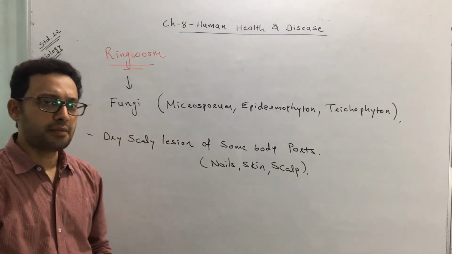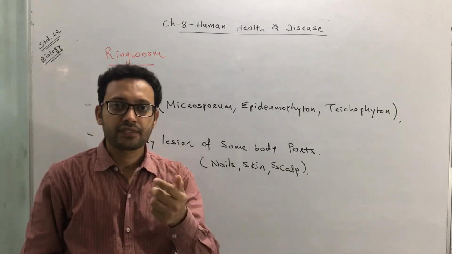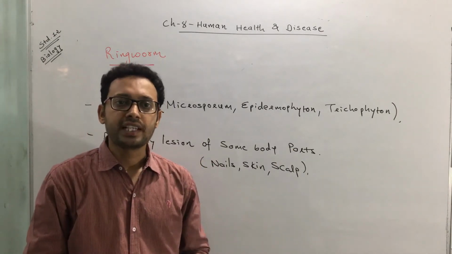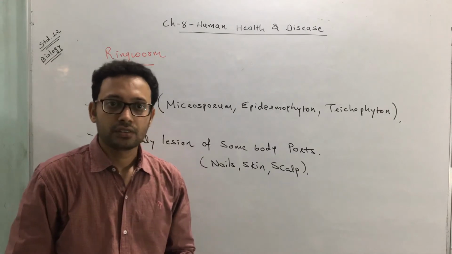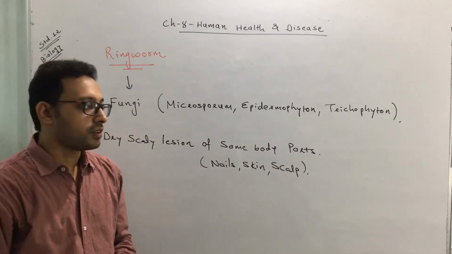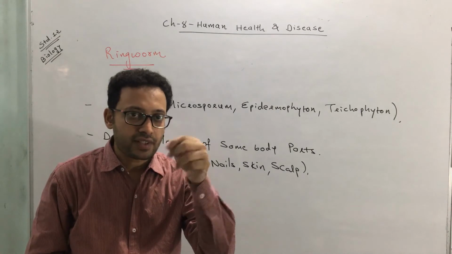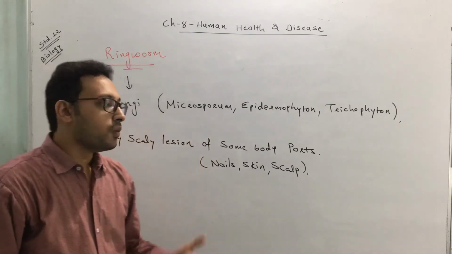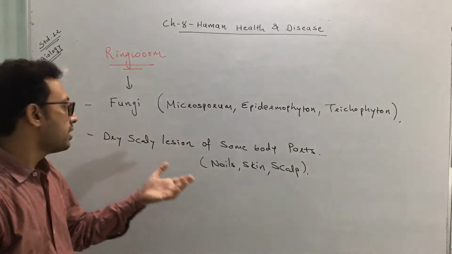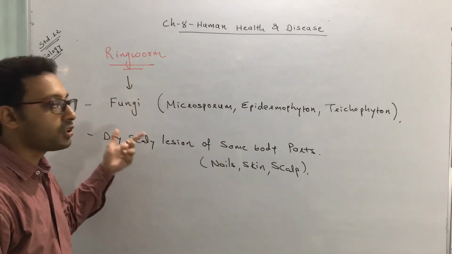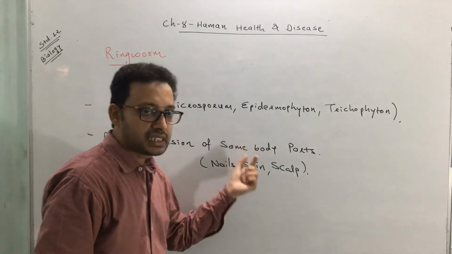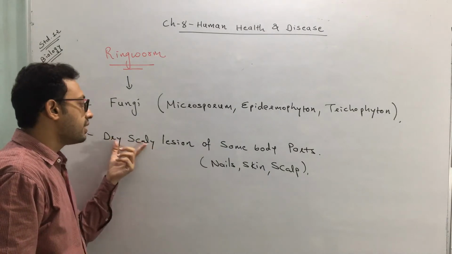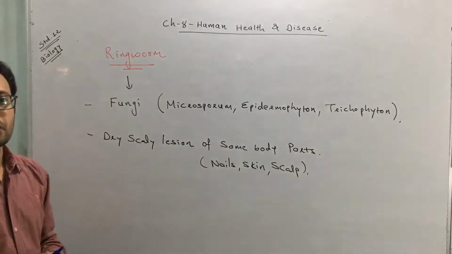I can give you a very good example that you might have seen, dandruff. What is dandruff? Dandruff is another type of fungal infection. It is caused by epidermophyton. So in dandruff there is a formation of dry, scaly lesions. You can see white flecks are formed. The same type of symptoms occur in ringworm, because it also affects nails, skin and scalp, and on these regions of the body there is an appearance of dry, scaly lesions on some body parts.